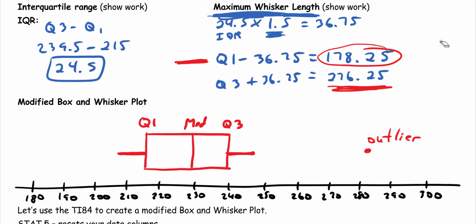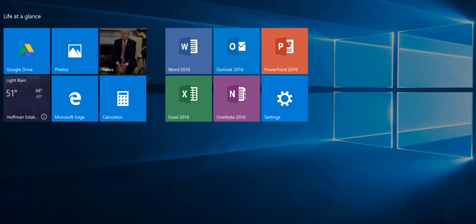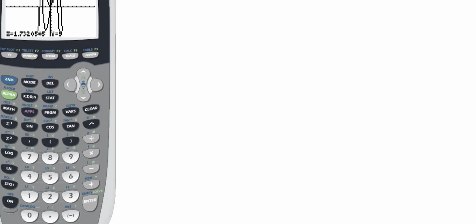Modify box and whisker plot. Now I want to show you on your graphing calculator. Even though you're not allowed to use your graphing calculator, I think it's good just to see what it looks like. So let's pull up a graphing calculator here. Got it all set up here. Ah, there it is. Okay, good. So let's clear this out of here.